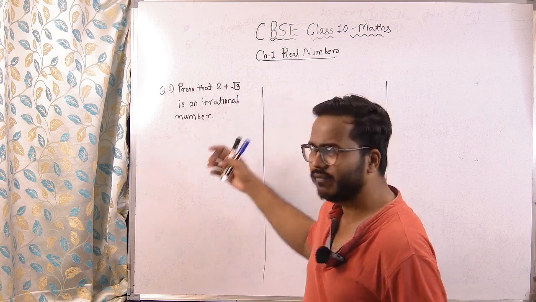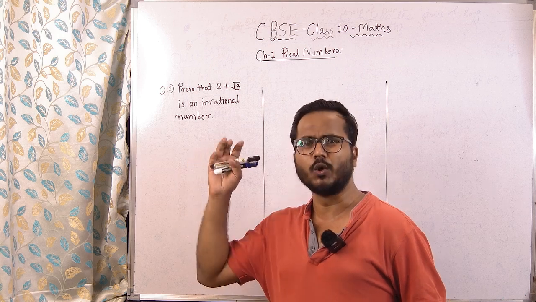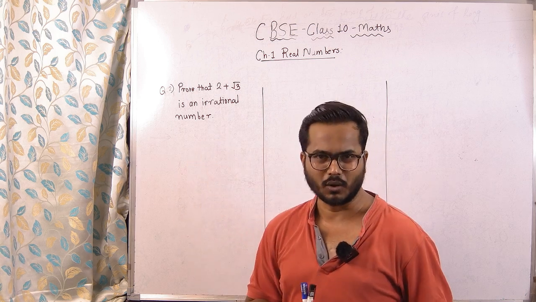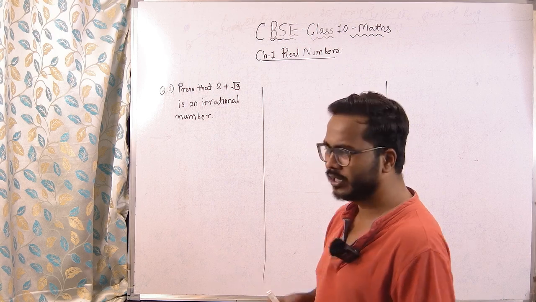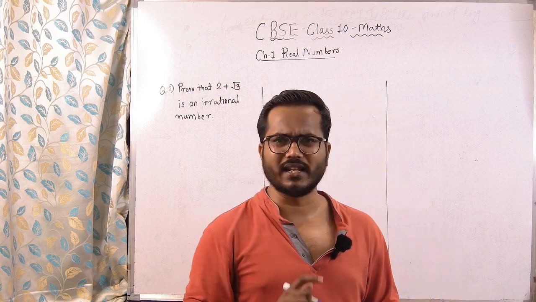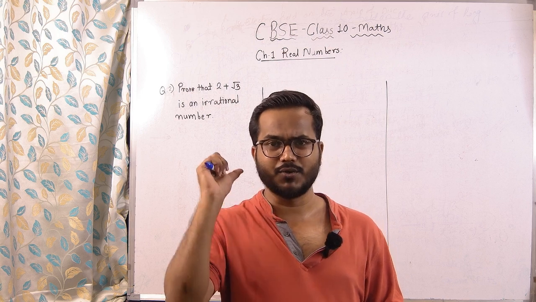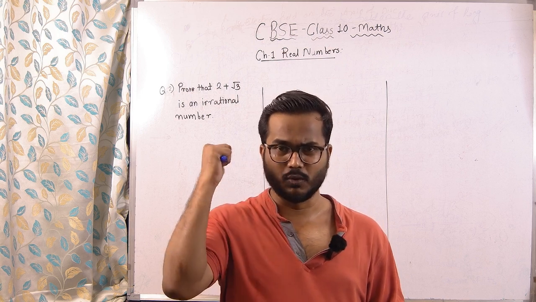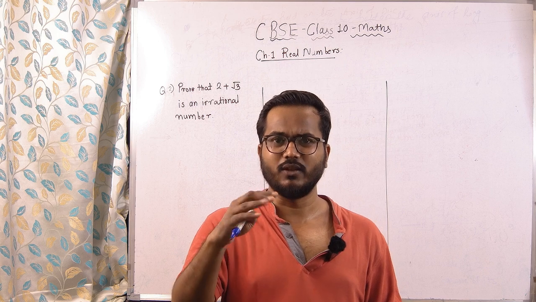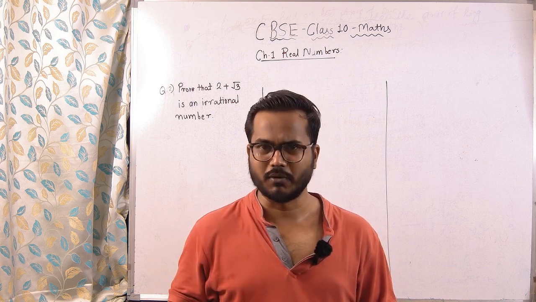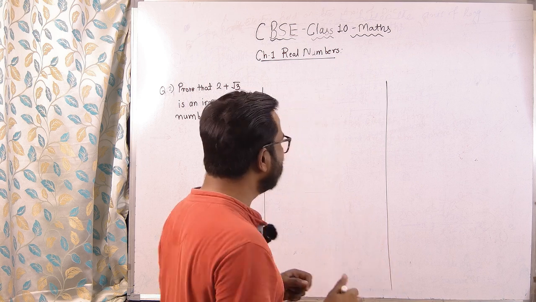So this is the second variety of the question, where we have to prove that 2 plus root 3 is an irrational number. For that, first I need to know one single concept. There are multiple ways you can prove this, but I'll tell you my own way of solving this problem. Before that, you need to understand this particular concept.